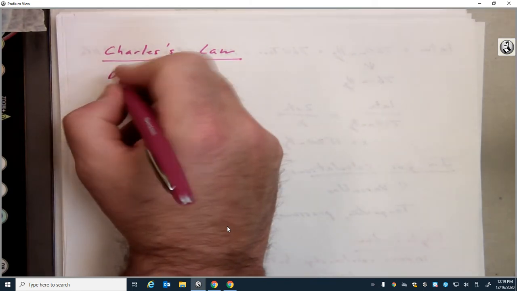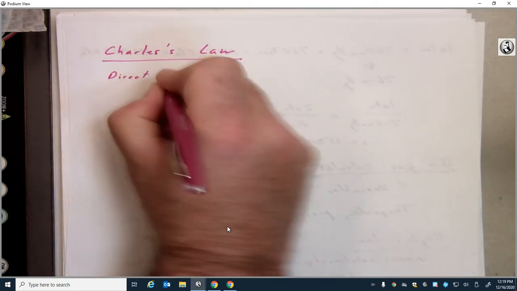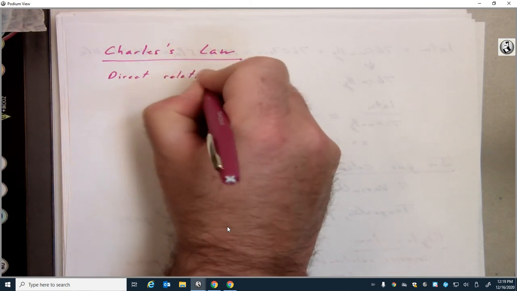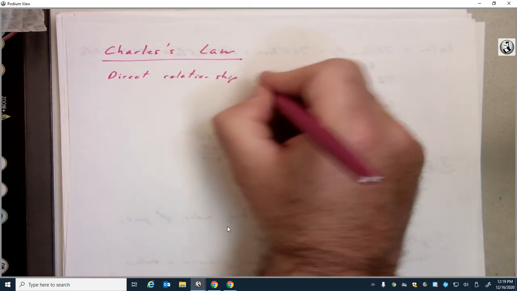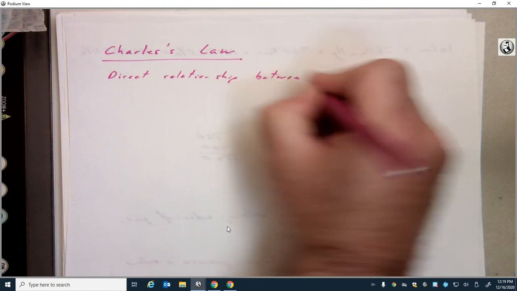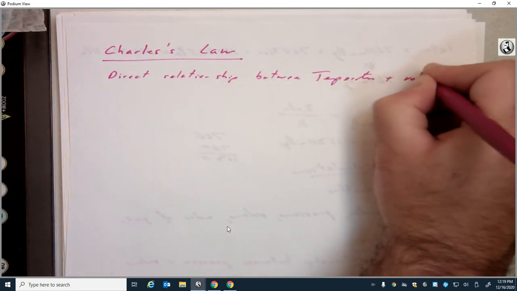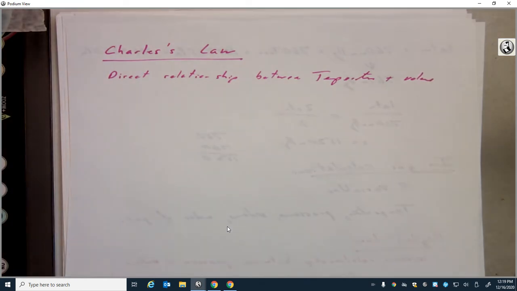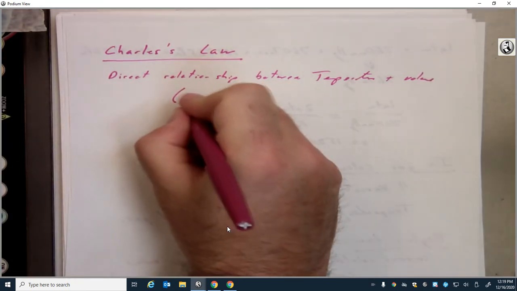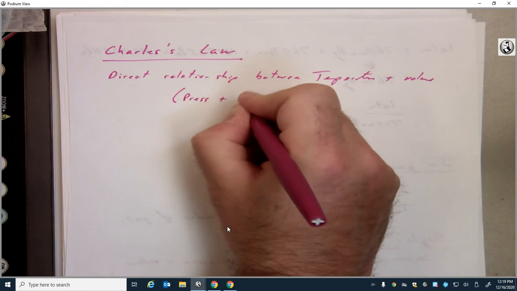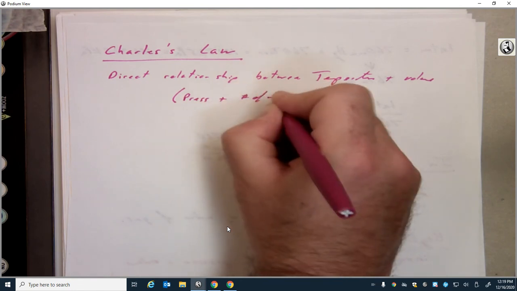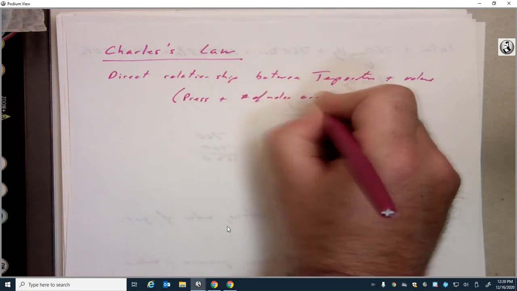This is a direct relationship between temperature and volume. And in this one, pressure and number of moles are constant.